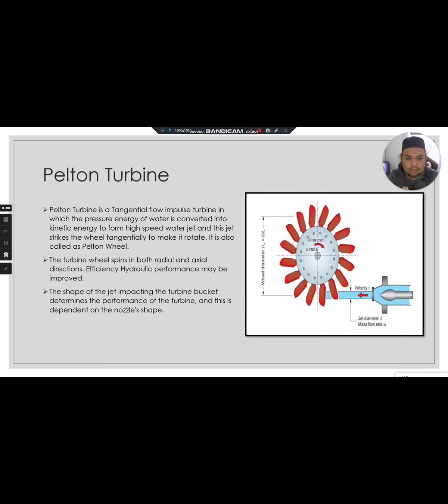Last but not least, I will tell you about the Pelton turbine. The Pelton turbine is a tangential flow impulse turbine in which the pressure of the water is converted into kinetic energy to form a high-speed water jet. This jet strikes the wheel tangentially to make it rotate, and it is also called the Pelton wheel. Hydraulic performance may be improved, and lastly, the shape of the jet impacting the turbine bucket determines the performance of the turbine and depends on the nozzle shape.